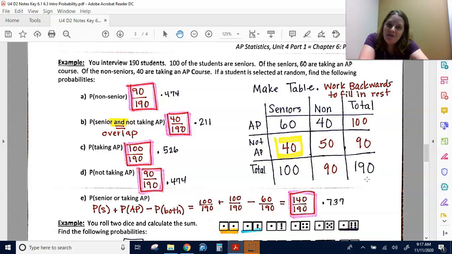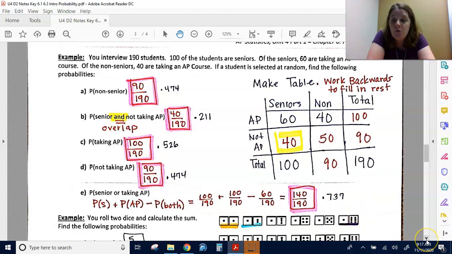But you also have to subtract off the both, because this overlap of 60 is being counted in both of those. So we're like 60 too high because it's being counted in the senior 100 and the AP 100. So 100 from the seniors, 100 taking AP, minus the 60 that were in both groups. And that gives me 140 out of 190. So be careful with those ors.